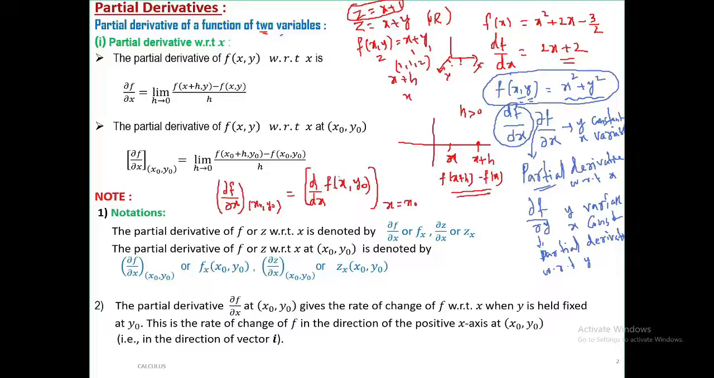After evaluation of this derivative, you will get a function of x. Now instead of x, substitute x is equal to x naught. That's it. It's exactly similar to this one. That's what is written here. Y is held fixed, y naught. This is the rate of change of f in the direction of the positive x-axis at x naught, y naught. That means in the direction of vector i. X direction means unit vector i. Y direction means unit vector j. Z direction means unit vector k. Like that. Okay. Next one.